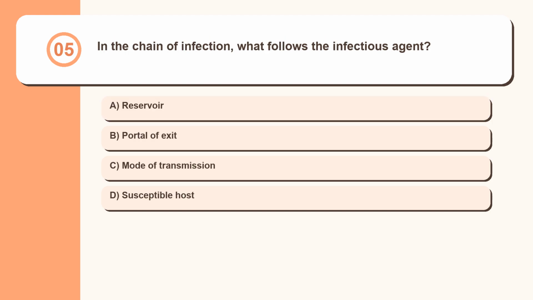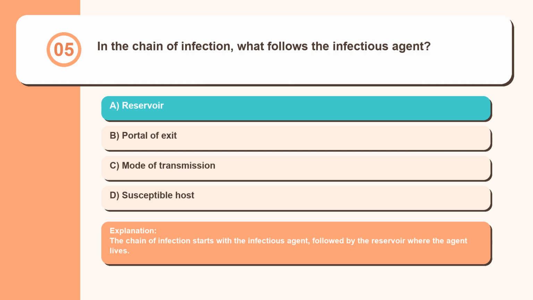Question 5. In the chain of infection, what follows the infectious agent? Reservoir, portal of exit, mode of transmission, susceptible host. The chain of infection starts with the infectious agent, followed by the reservoir where the agent lives.